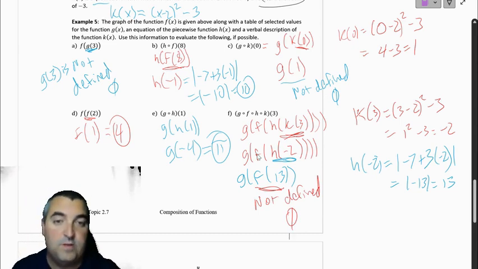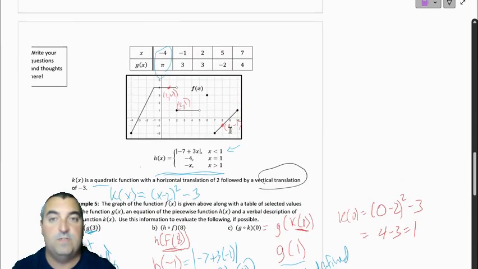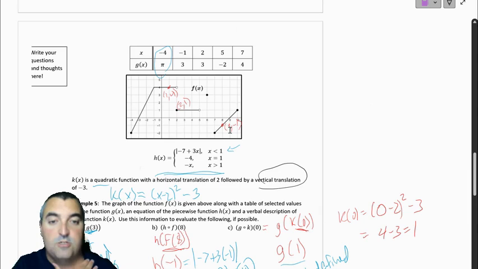So that's how composite functions work with different representations. You just work with each representation as you need to, and sometimes they're not defined, which means you stop and you don't have an answer.